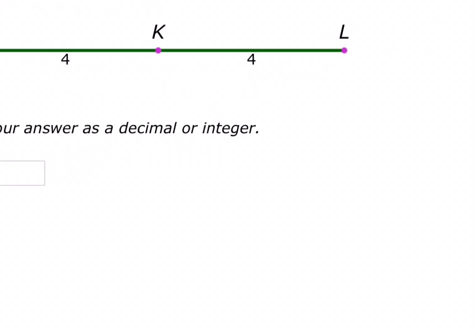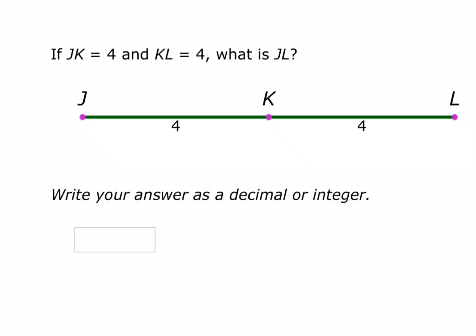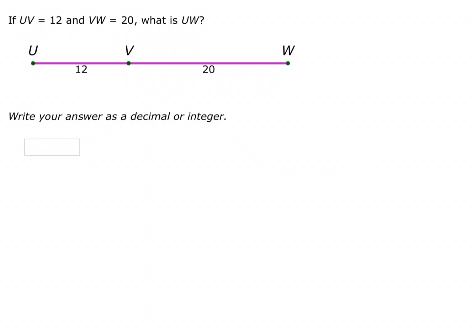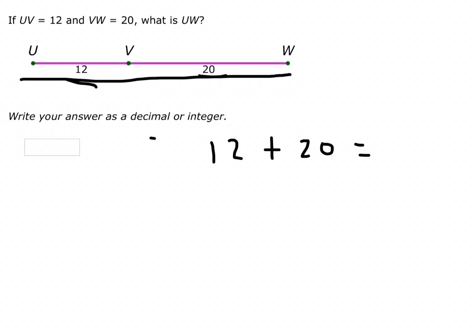So here we go. Let's move on to some problems. If JK is 4 and KL is 4, then what is JL, the whole thing? If this is 4 and this is 4, what is the whole thing? The answer is very simple. We'd say 4 plus 4, and that is a simple 8. Here we go. If this is 12 and this is 20, what does the whole thing add up to? Well, we're going to say 12 plus 20, which gives us 32. That is your final answer.